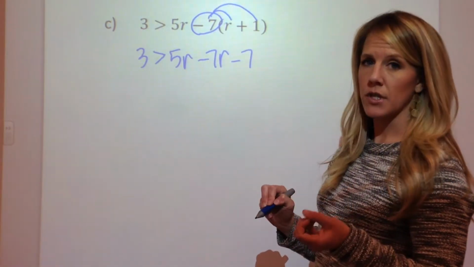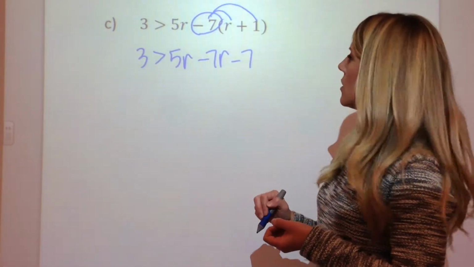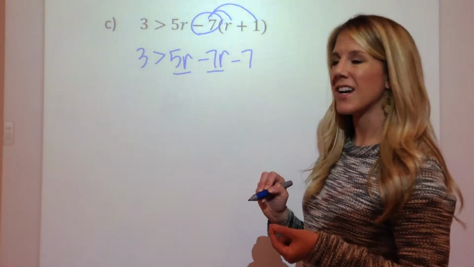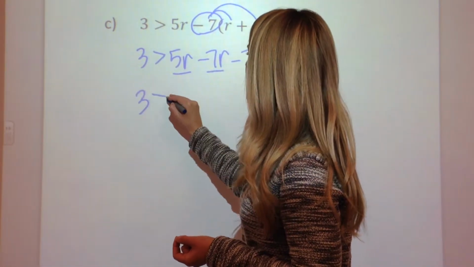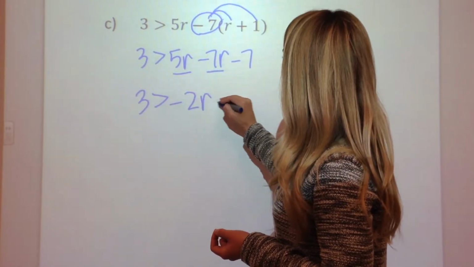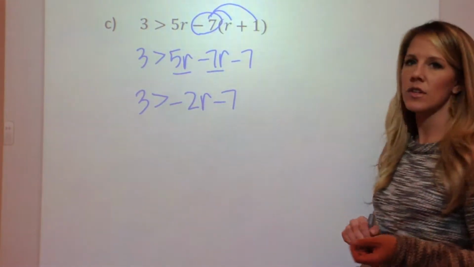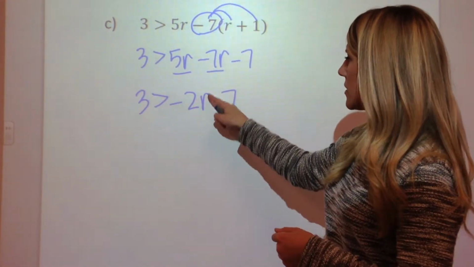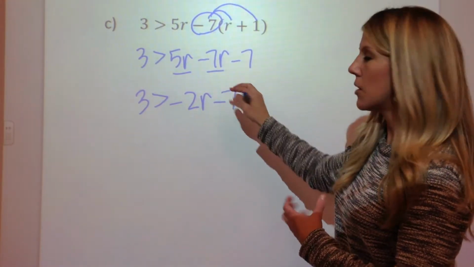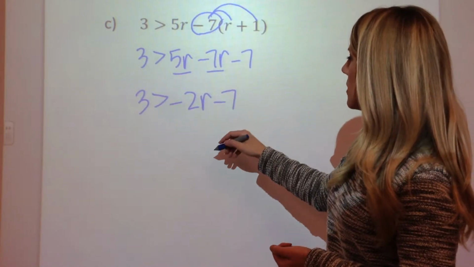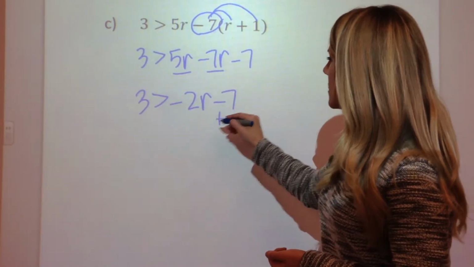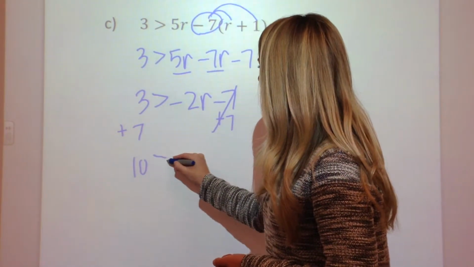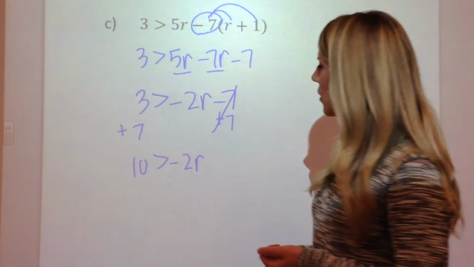Okay, I have to continue to simplify or condense. So do I have any like terms? Yes, I have 5r and negative 7r. So I have 3 is greater than negative 2r minus 7. Now this is an easy problem. So I've got r and I've got a constant, just a number, so I can go ahead and start to get r by itself. Minus 7, so I want to add 7. I need to make that 0. So I got 10 is greater than negative 2r.